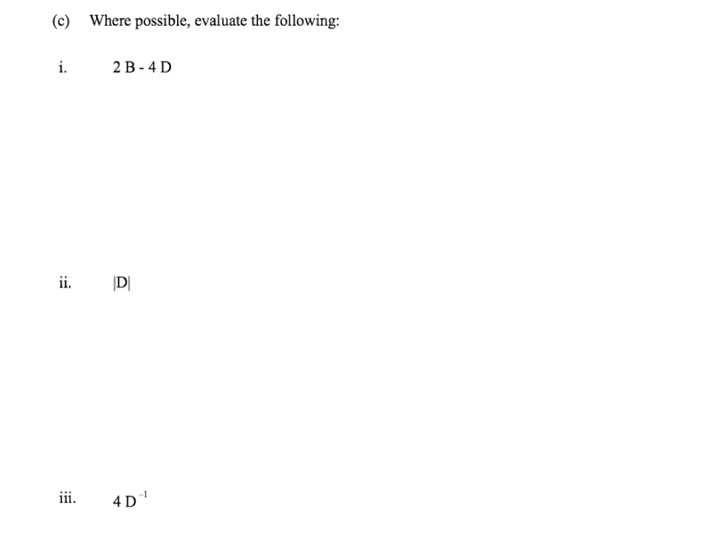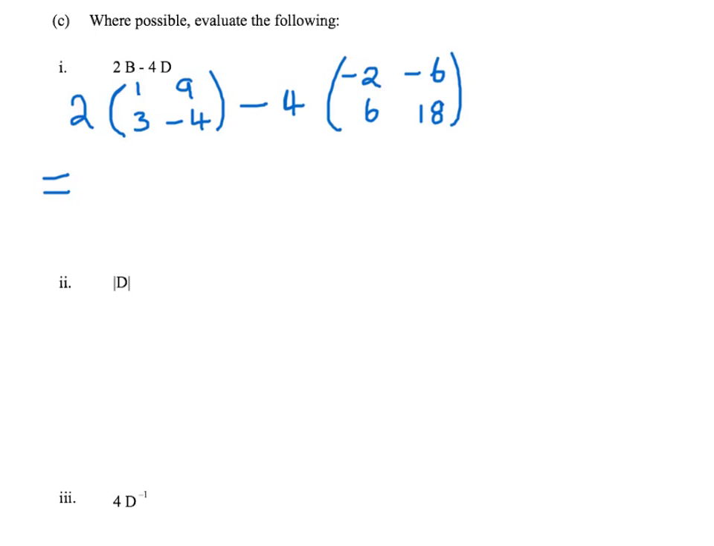What we're asked is, where possible, evaluate the following. And part 1 is twice the matrix B minus 4 times the matrix D. So let me write in the two matrices. So it's twice this matrix minus 4 this matrix, which is matrix D.